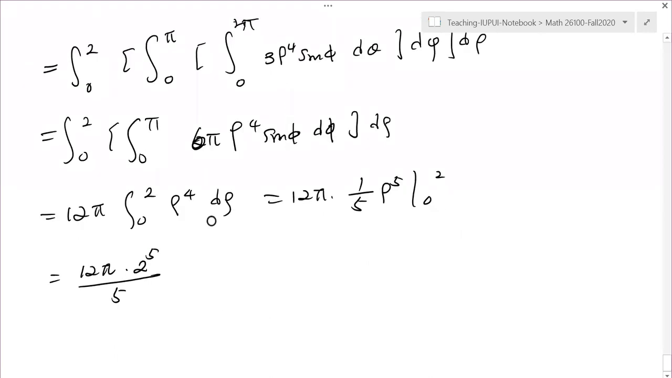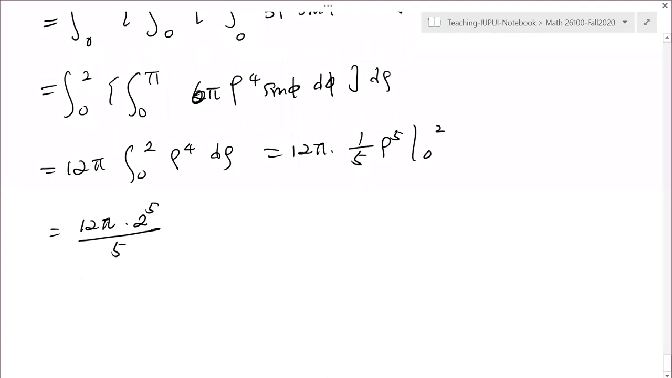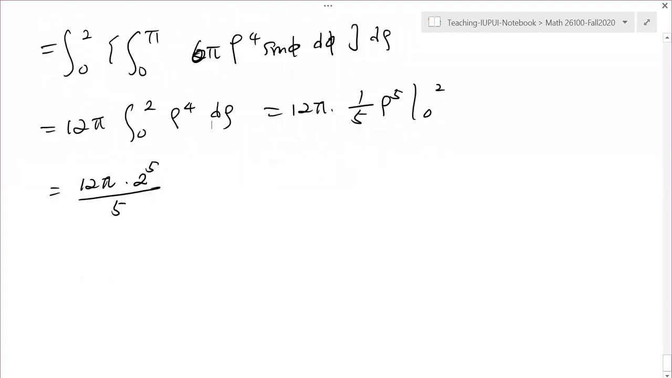So as long as it's a closed surface, you should always try to use the divergence theorem to evaluate the surface integral. The divergence is easy to compute: just the partial derivative of the first component with respect to x, plus the partial derivative of the second component with respect to y, and then the third one.